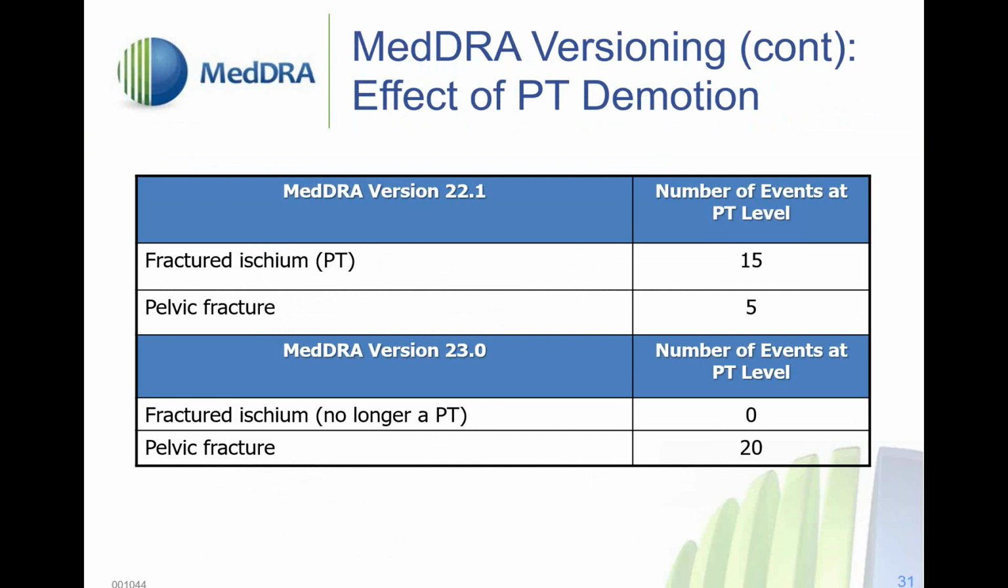Now, if you had data that was previously coded to 22.1 when these were separate, and you had 15 cases which had a fractured ischium, and then you ran your data again in version 23, and they all disappeared, but now you see 20 cases under pelvic fracture, you might be a little bit concerned, saying, why am I seeing all these cases of pelvic fracture? But they're not new cases of pelvic fracture. These are the 15 ischium fractures that were previously reported that are now subsumed under that PT. So that's why it's really important to understand what every version release of MedDRA could have in terms of impact to your data.